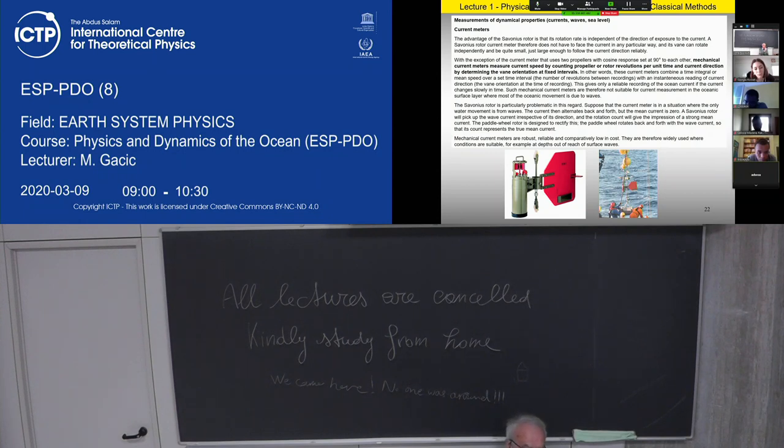Obviously, if you put your current meter at a single point in the vertical, then you get the information only at that point. But you don't know what is happening with the current below and in the water column. You remember that when we were talking about the thermal wind relationship, the current changes with depth if you have a horizontal density gradient. Therefore, considering the geostrophic assumption, you have to do the measurements at more depths in order to resolve the distribution of the current in the vertical water column.